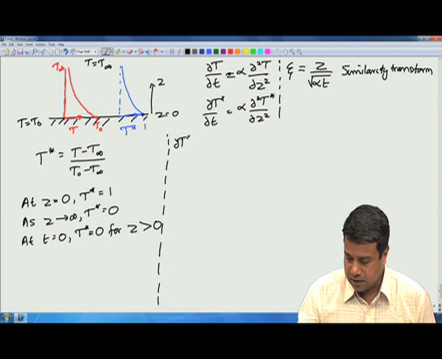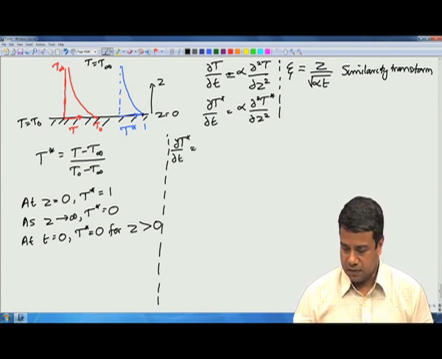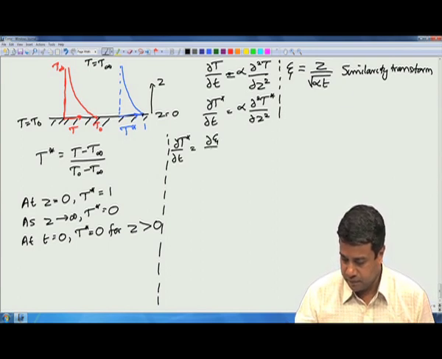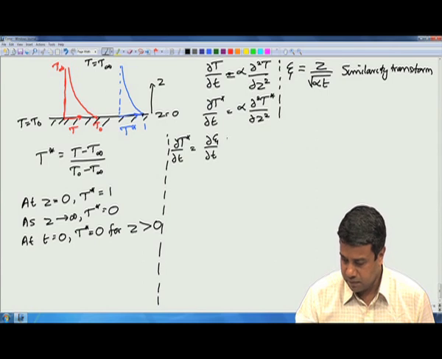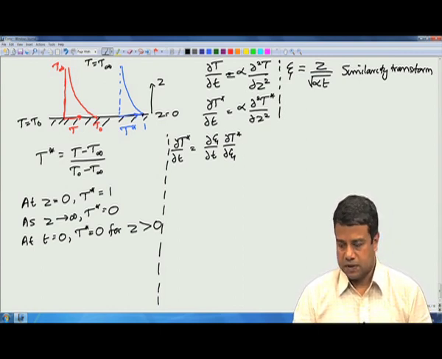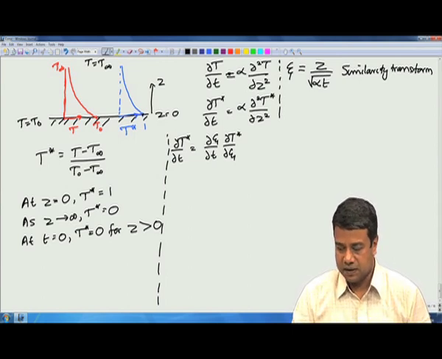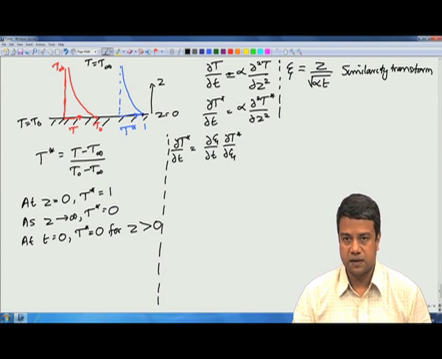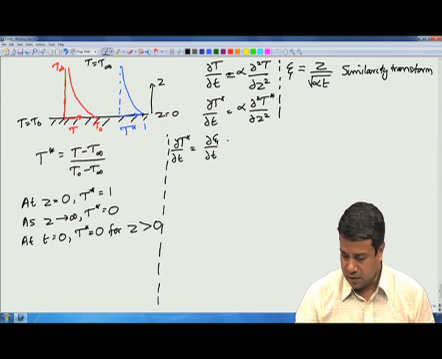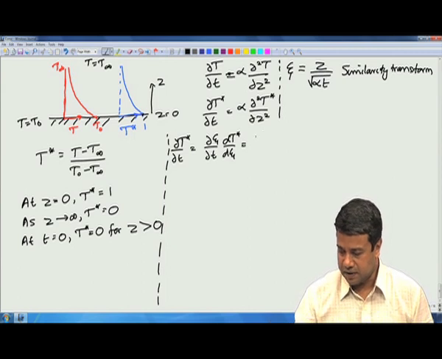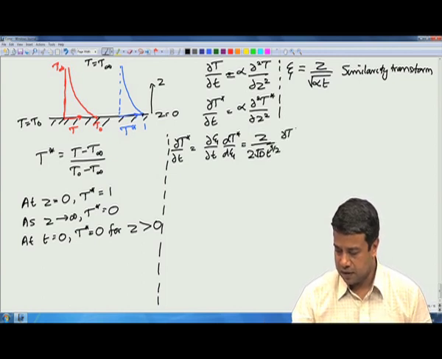I can write partial T by partial t is equal to, using chain rule for differentiation, and my postulate at this point is that T is only a function of psi. It does not depend individually on z and time, but only through this combination. So, in this case I can write this as just a total derivative. And I can differentiate this. I will get z by 2 root alpha t to the 3 halves, partial T by partial psi.